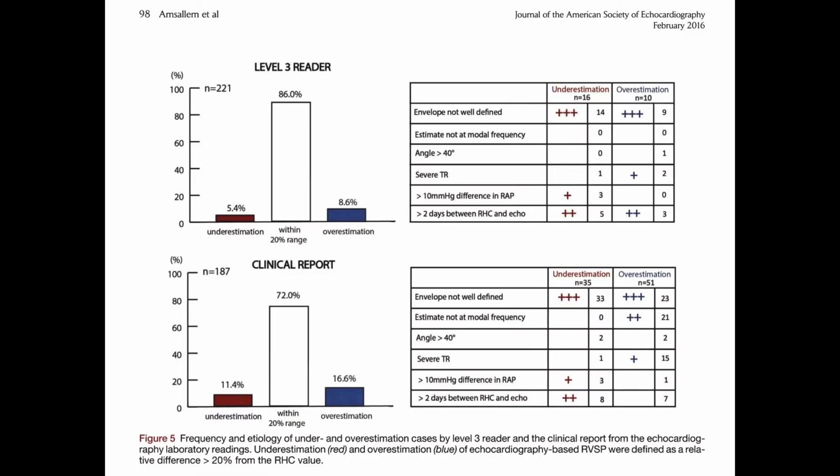When the authors compared a level 3 reader with the right ventricular systolic pressure derived on cardiac catheterization, they found that there was relatively good agreement and that the levels of disagreement were usually related to a not well-defined tricuspid regurgitation signal. Less correlation was seen between right heart catheterization and that reported in the clinical report, with errors found not only in the incomplete signal of tricuspid regurgitation, but also overestimation due to lack of consideration of the modal frequency, as well as sometimes an underestimation of the right atrial pressure.